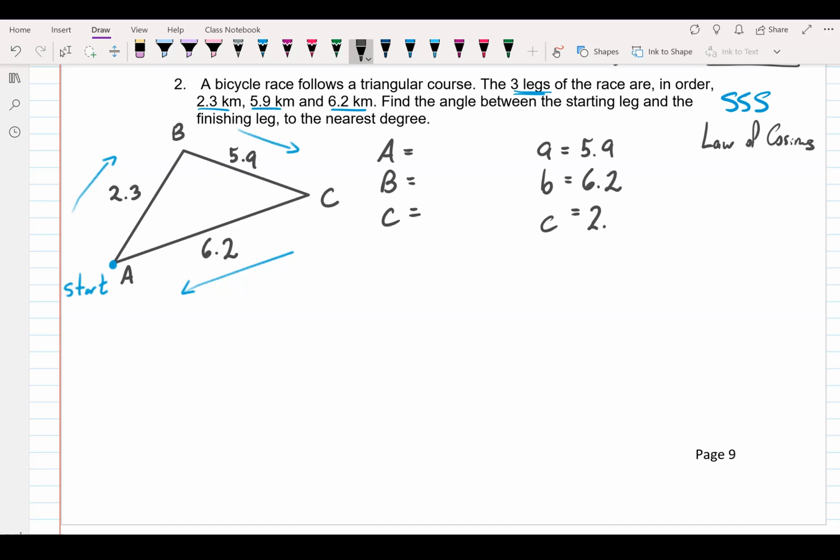C, 2.3. So make sure that you take the time to pause the video if you need to spend some time thinking about this. The only thing you're going to do is improve your own understanding if you take that break. So sometimes it's good to take a little break.